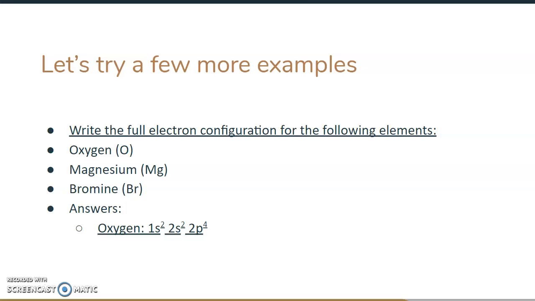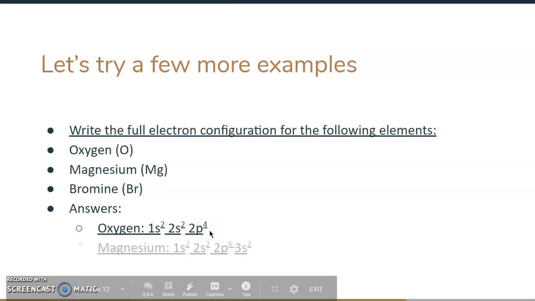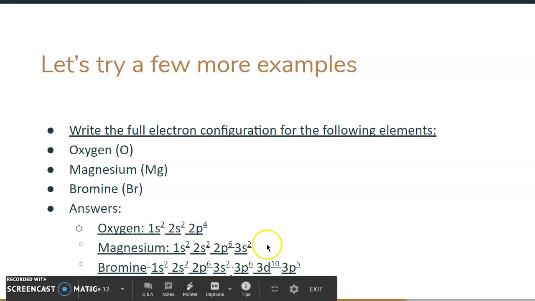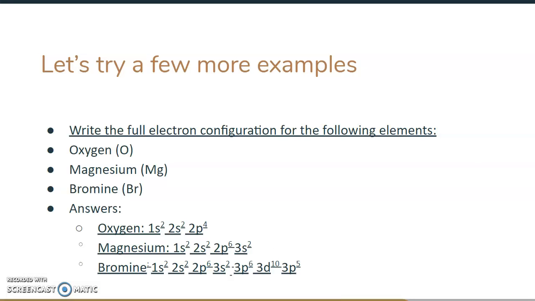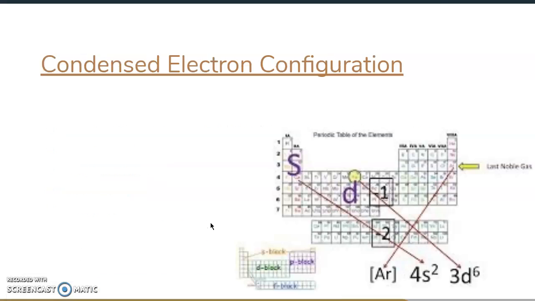So our oxygen would be 1s2, 2s2, 2p4. Our magnesium would be 1s2, 2s2, 2p6, 3s2. And our bromine would be 1s2, 2s2, 2p6, 3s2, 3p6, 3d10, 4s2, 4p5. Wow, that's a lot of things to write. That's really hard. So there needs to be a better way.